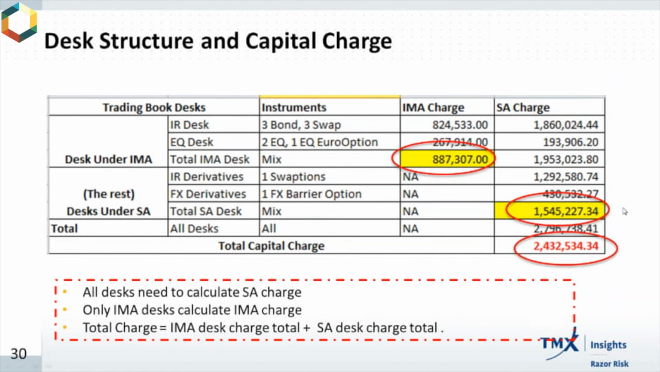And the last point is that the total charge equals the sum of the IMA desk total charge plus the SA desk total charge. So these two numbers add up together to give the total charge.